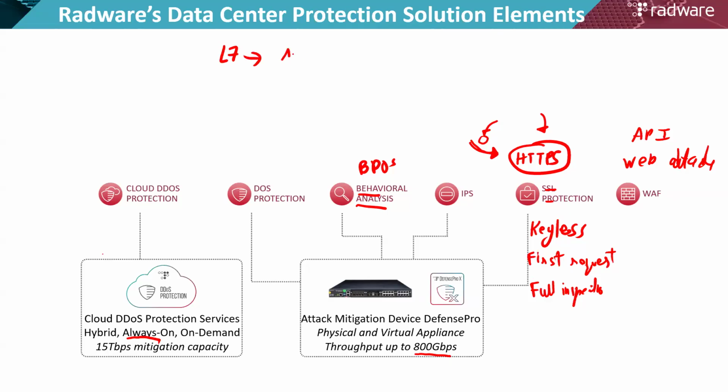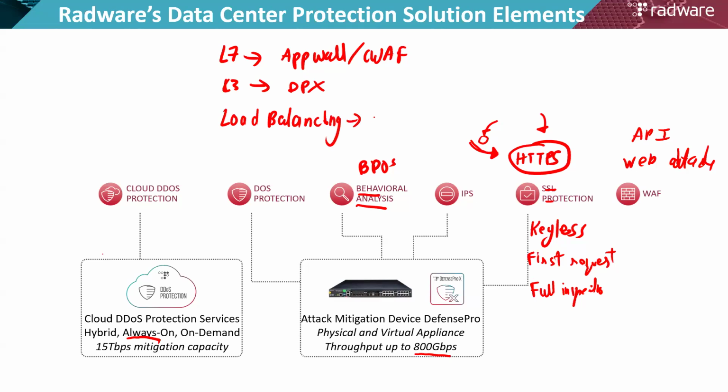Layer 7 can be mitigated with the help of AppWall, okay, or CloudWAF. On layer 3, layer 4, volumetric attacks, for volumetric attack detection and mitigation, we'll be using DefensePro X devices. And for load balancing, we can make use of Alteon device, which is from Radware again. And this AppWall can be integrated with Alteon, okay, wherein you can do load balancing as well as mitigate layer 7 kind of attack. So all this can be combined together to protect your data center solution.